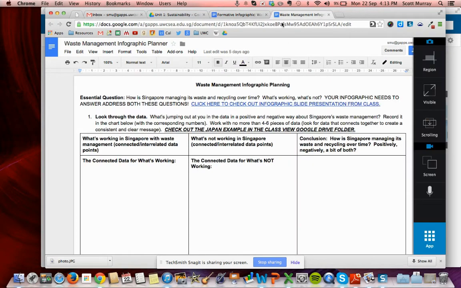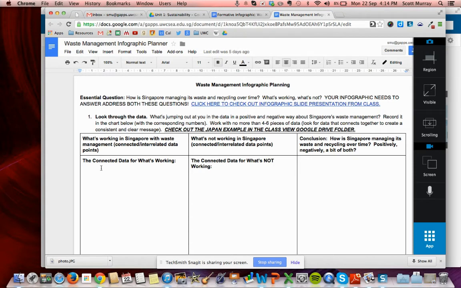The other document that hopefully you have already been working on is the actual planning sheet. This lays out pretty succinctly what you need to be doing. One thing again, if you want to check out Mr. Plowman's example on Japan, he kept it nice and simple. Remember, you don't need to use 1 million data points. As well, you can work through it.